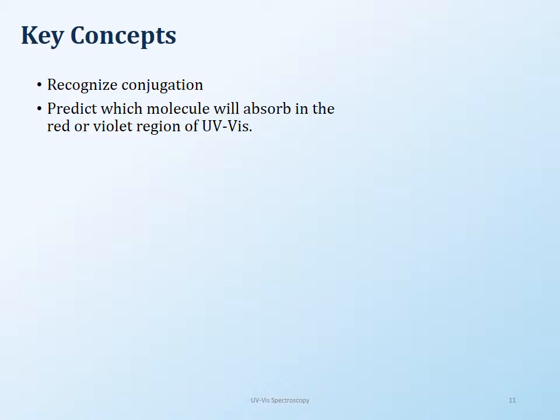So the key concepts that I need you to know from UV-Vis is that you first should definitely be able to recognize conjugation, which should not be hard to do because we've done this before. So once you recognize conjugation, then you should be able to predict which molecule will absorb more in the red region or the violet region. The red region is the visible region, the violet region is the UV region. So if you have more conjugation, it will absorb more in the red region, in the visible region. If you have less conjugation, it will be in the UV region. So those are the main things. Other than that, you really can't predict much in UV-Vis spectroscopy.